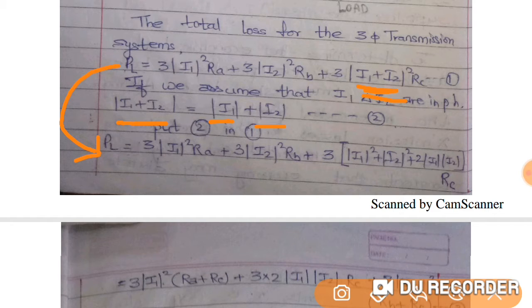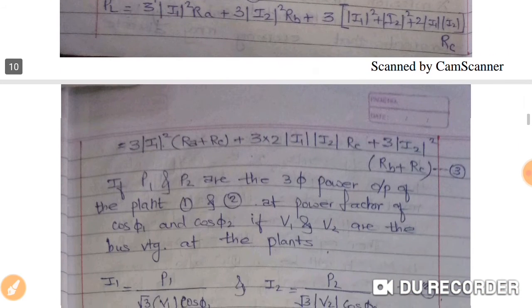So the first term, as it is, will come down: 3I² Ra, as it is. Then for Rb, 3I² Rb comes down as 3I² Rb. Then for this (I1 + I2)², it becomes I1² + I2² + 2(I1 I2). That is the (a + b)² formula we are using. So replacing this part by this and multiplied by Rc. Clear? Now we will move on further.